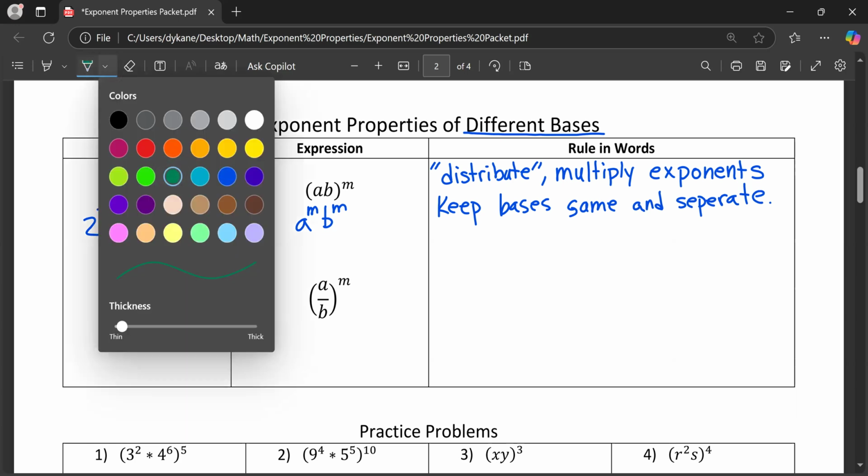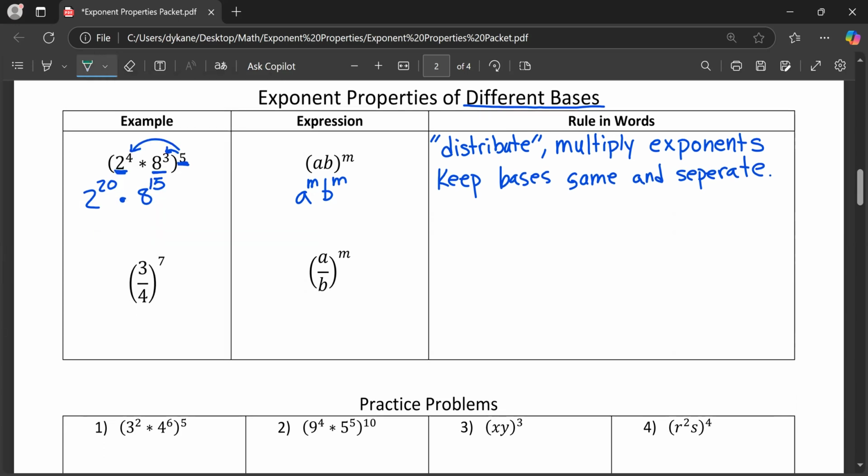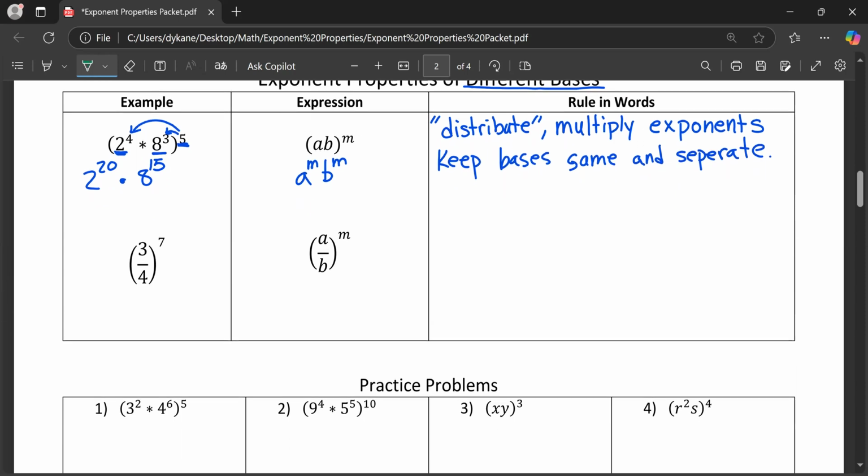All right, what happens if we have it in a fraction? So if we're dividing, right? So again, let's show why this rule works. Well, I have 3 over 4 to the 7th power, right? So that means I'm going to have 3 over 4 times 3 over 4 times 3 over 4, 7 times. Keep going. 1, 2, 3, 4, 5, 6, 7.